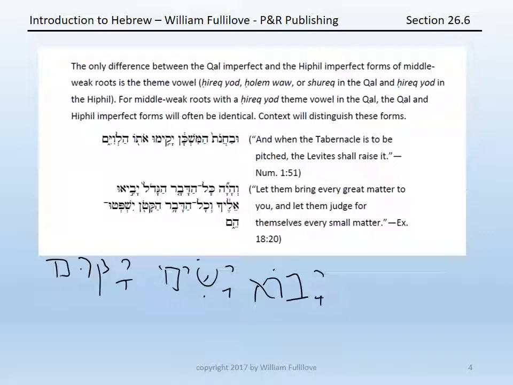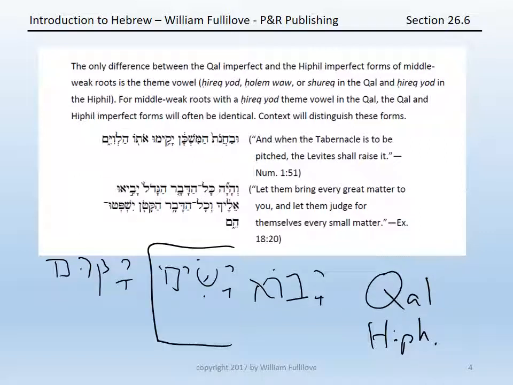That means that in the Cal and in the hiphil, you will have an identical form with a middle weak verb, which is middle yod. The other two forms you'll be able to tell apart formally, but only context will be able to distinguish whether yasim is in fact a Cal imperfect of the middle weak root sim, or a hiphil imperfect of the middle weak root sim. Two examples.